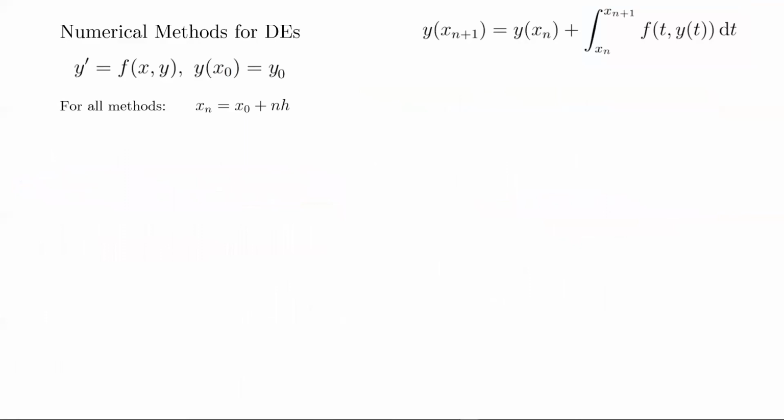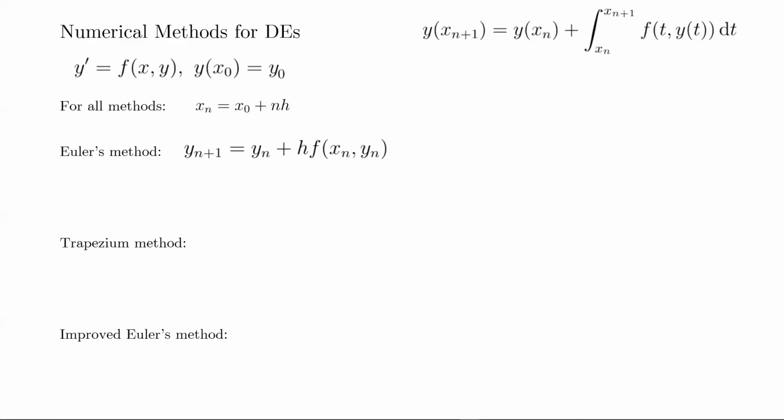Okay, so maybe just as a quick summary here, for all the methods, we always have this discretization of the x domain. The thing that differs is how we update the y's, or the dependent variable. So we have Euler's method, the trapezium method, and the improved Euler's method. Euler's method here is, of course, something we've been dealing with for a while now. We're happy with it.